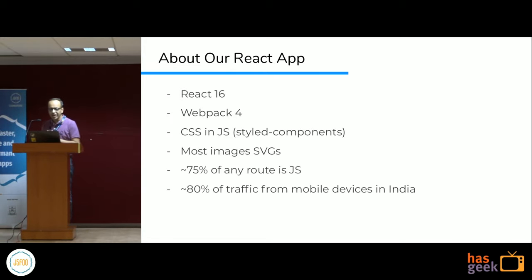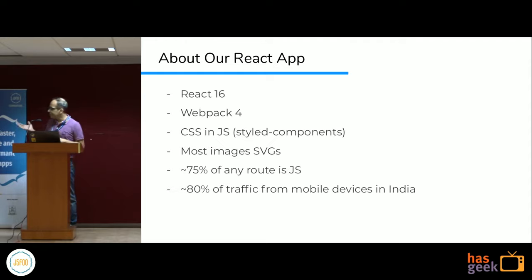So on to our case study. Here's a little bit about the React app that we optimized for performance. This was React 16. I mention this here because we use some React 16 specific features, which we'll talk about. Webpack 4 was used for the build purposes. Again, we use some of the presets and plugins that are specific to Webpack 4. All of the CSS was CSS-in-JS, that's styled-components. And most of the images were SVGs. So this was not an image-heavy web app, so as to say.